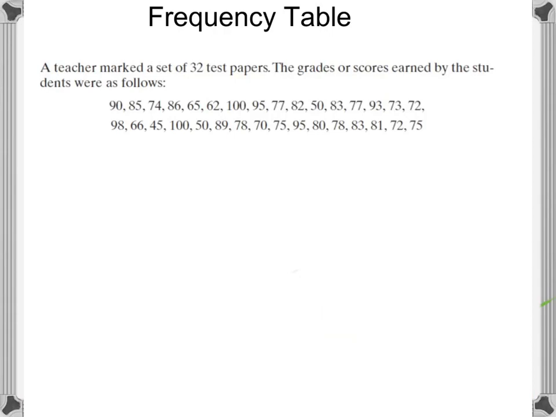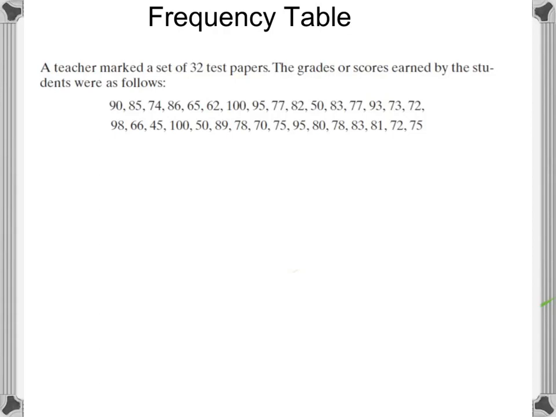So for a frequency table, let's say that there's a teacher and they marked a set of 32 test papers. The grades or scores earned by the students are as follows. So we have 90 and so on going down, so there should be 32 of these items here. Now, for a teacher, I might be interested in how many students scored in the 90s, how many students scored in the 80s, how many students scored in the 70s, and so on. So a frequency table would help me to figure out that information.